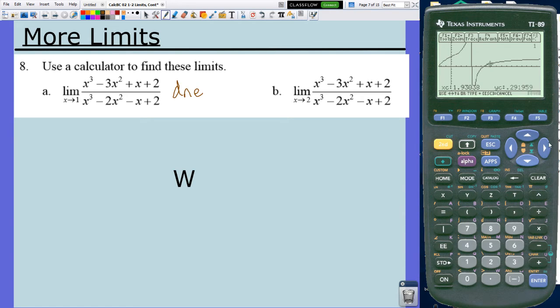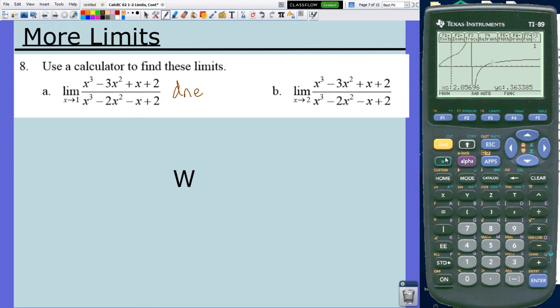So I'm going to hit trace. I'm going to trace to 2. I don't see it. I'm approaching, it looks like it jumps right there between 3.29 and 3.6. So it's probably around, I'm guessing it's something around like a 1/3 or so.